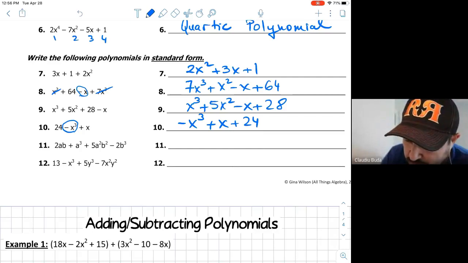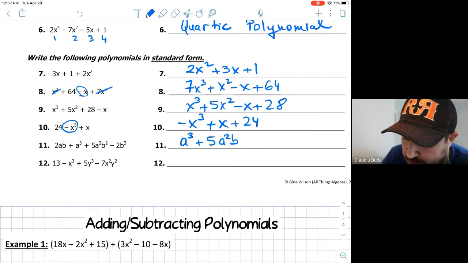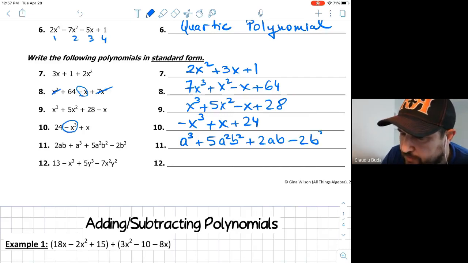Number 11, we have a cubed, and then plus 5a squared b squared. We're going to follow the alphabetical order and the exponents. Next one, plus 2ab. And then the last one, minus 2b cubed. Once you're done with all the terms that contain a, from the highest exponent to the lowest, then you start with the b, and so on.